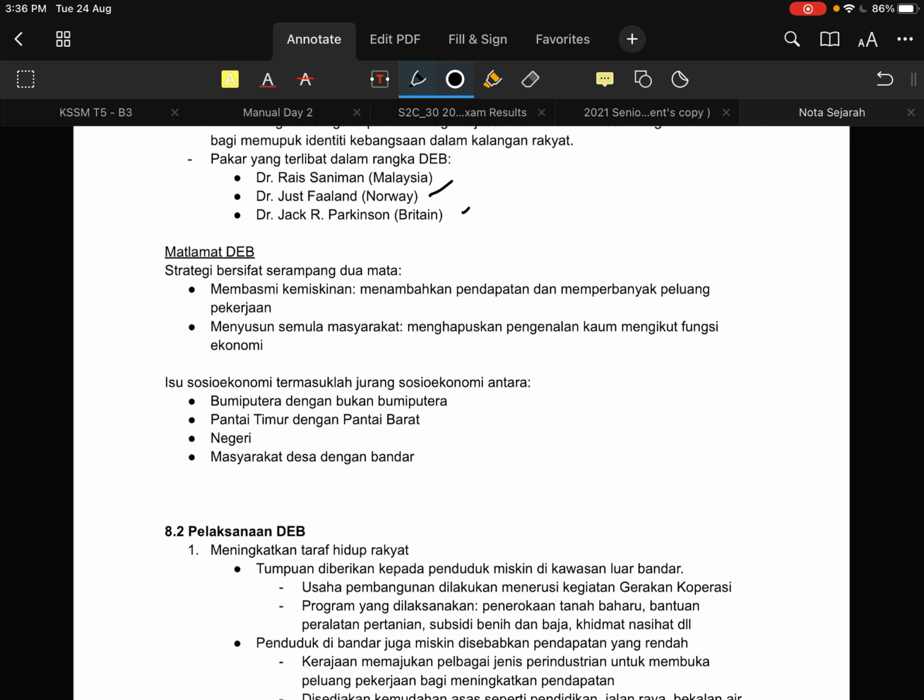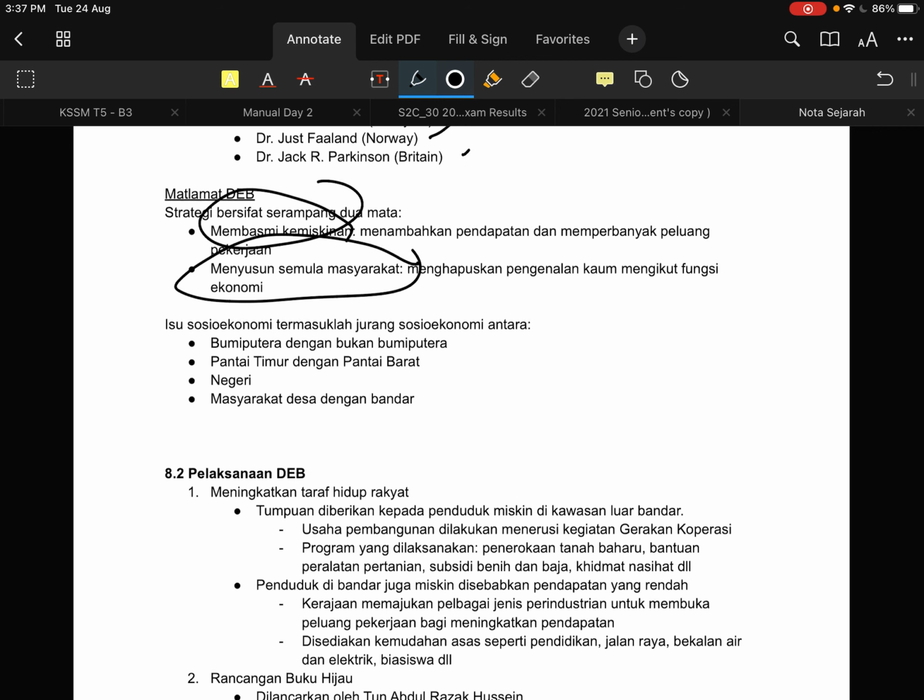So what are DB's goals? DB has two main goals: membasmi kemiskinan and menyusun semula masyarakat. Membasmi kemiskinan means they want to get rid of poverty, and menyusun semula masyarakat is to rearrange the structure of the community. Because back then, during the British time, there were Chinese people for business, and then there were also Malays for pertanian and so on. So they want to get rid of this.